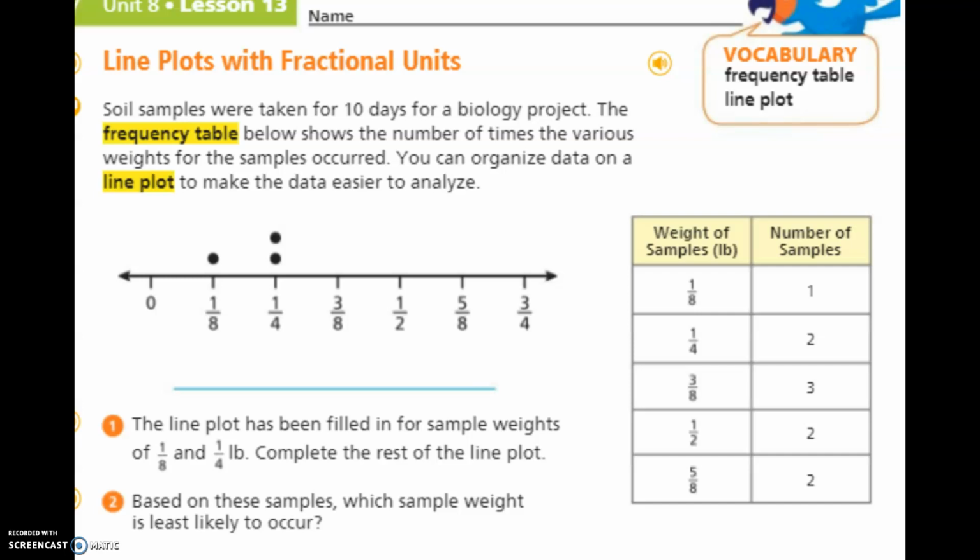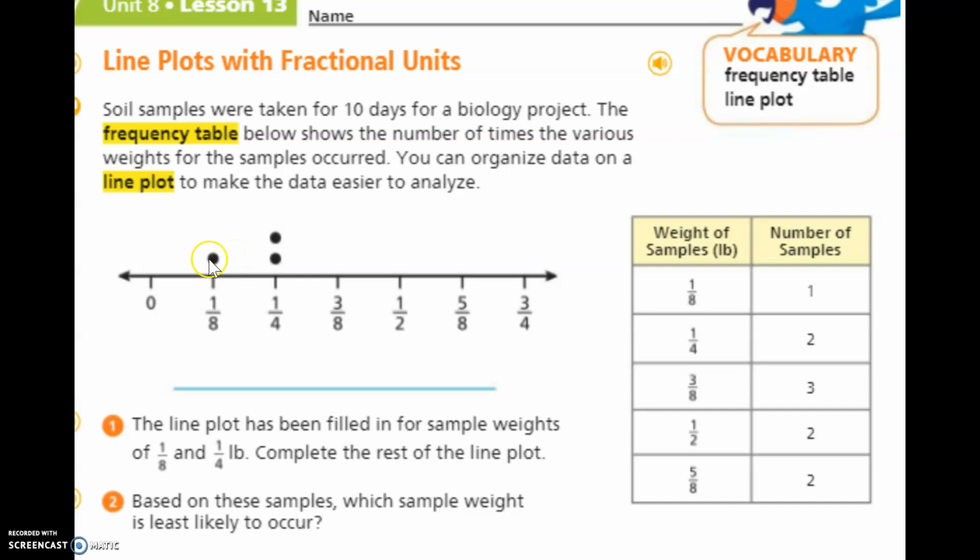Okay, this is kind of a strange situation, but for whatever reason they're weighing their soil samples that they took out of the ground. So they started the line plot for us. So you see the first number in the chart is 1/8, and so they put 1 dot by 1/8.